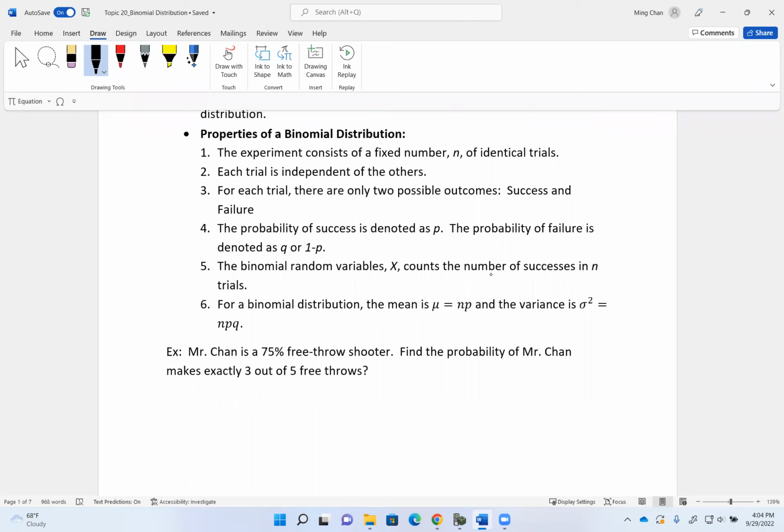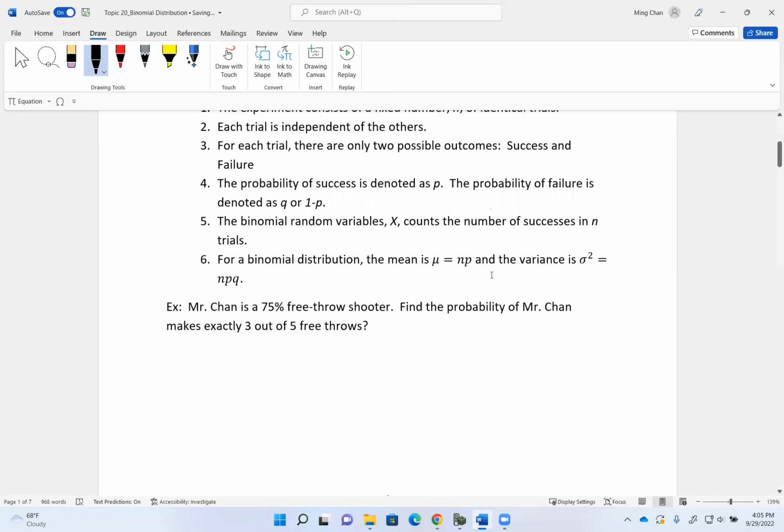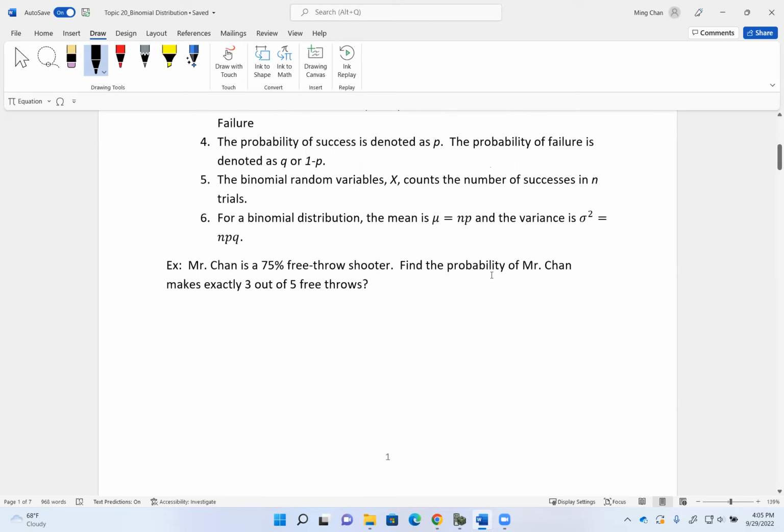The probability of success is denoted as lowercase p. The probability of failure is denoted as q, or sometimes we can say 1 minus p. The 1 means 100% minus the probability of success, and that will be the probability of failure. Most of the time, I just denote it as q. The binomial random variable, capital letter X, will count the number of successes in n trials.